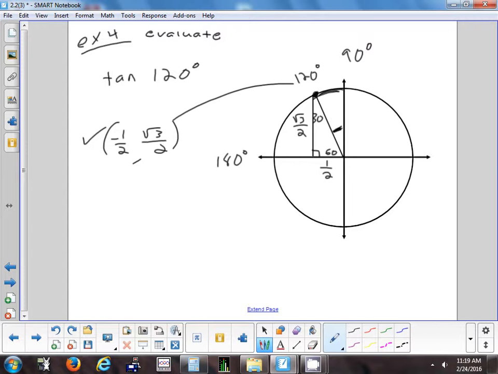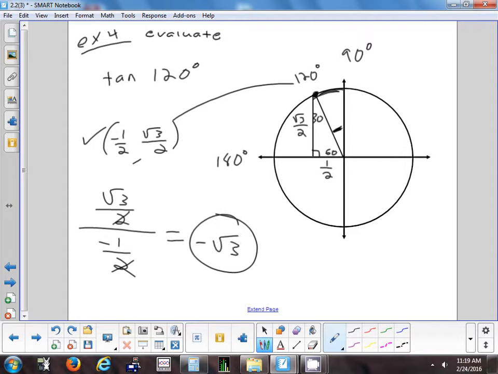Last step, take y and divide by x. The 2's cancel. And what's going to be my final answer? Negative root 3. Okay, any question on that?